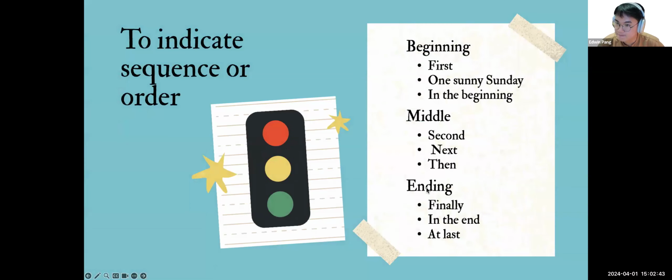This should be quite easy, right? Let's take a look at some of the examples, right? We've already covered some of them, right? So when we begin a sequence or when we begin a story, we tend to begin with one sunny Sunday or in the beginning or right a long time ago if it's a fairy tale, right? Right, or first, right, when we are giving a list of instructions, okay? So these are some of the words that we can use to connect, okay? First, second, next, then, finally, in the end, last. This should be quite straightforward.